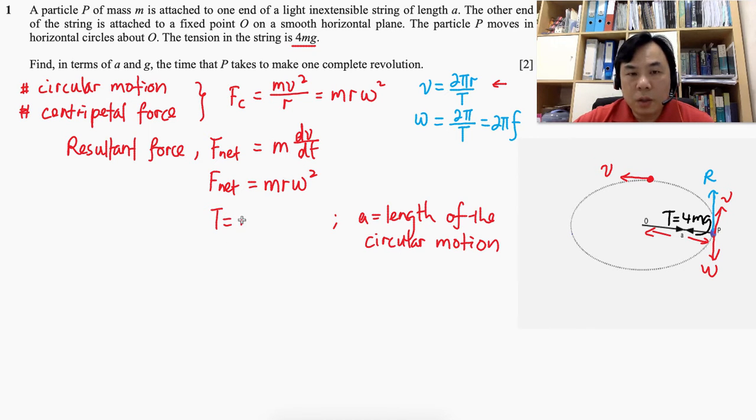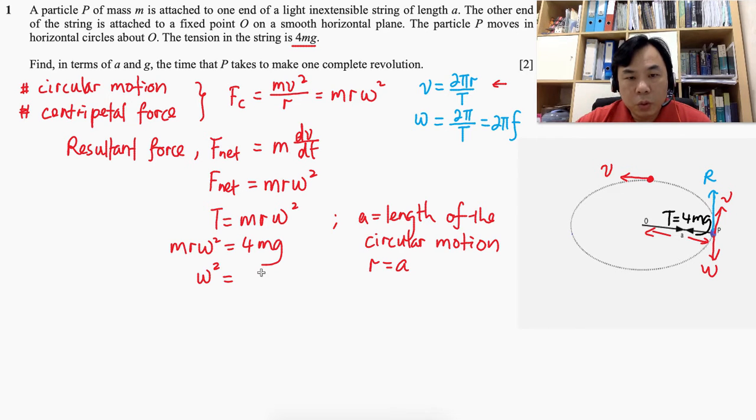Therefore, tension is equal to m r omega square. From here, the same thing: m r omega square is equal to 4mg, doing a bit of reductions. Bear in mind the r that we are referring to here is actually equal to a. It's a bit confusing. In this case, don't confuse yourself with the a that represents acceleration and the a that represents the length here.